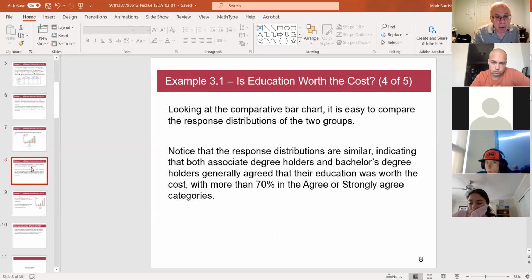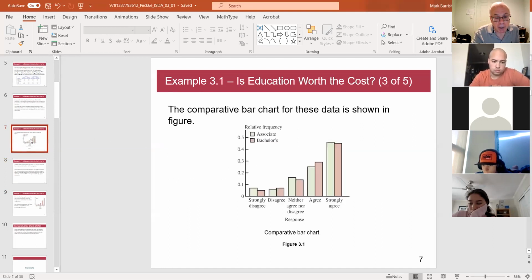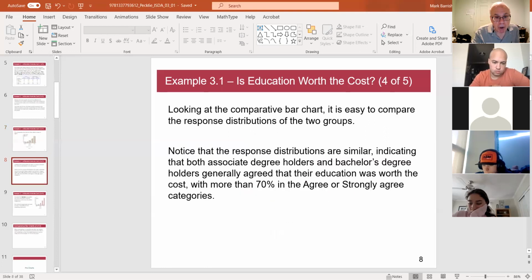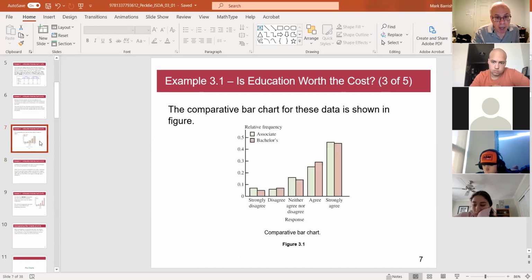All right, and then you can make some determinations here. Since the response distributions are similar, let's look back, and they look pretty similar. So it says that both associate degree holders and bachelor degree holders generally agreed that education was worth the cost, right? And if you look back, yeah, a greater percentage were in these two groups here, agree and strongly agree, right?